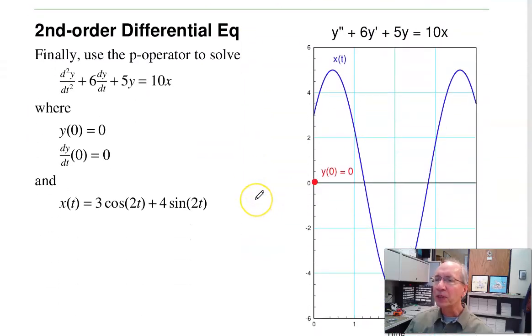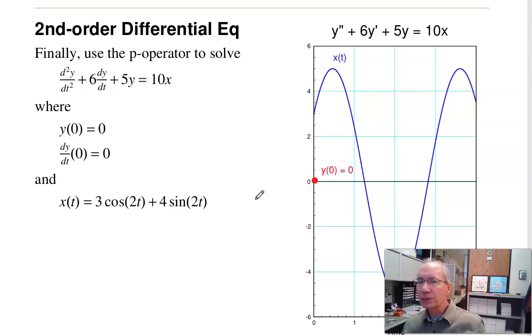So that's the p operator for a first order differential equation. Also works for second order differential equations. So suppose I have this. I've got a second order differential equation. For second order differential equations, I need two initial conditions. Suppose that at t equals 0, y equals 0, and y prime equals 0. So I'm starting out right here at 0, and then I do something to get over here. What is the forced response? What is the natural response? Also assume that x of t is a sine wave.